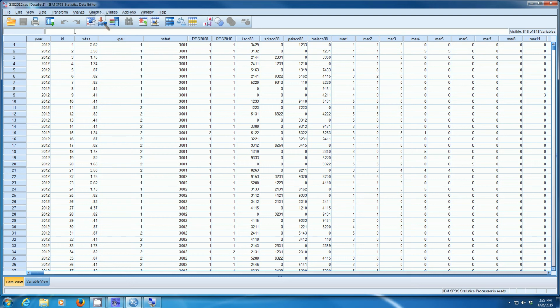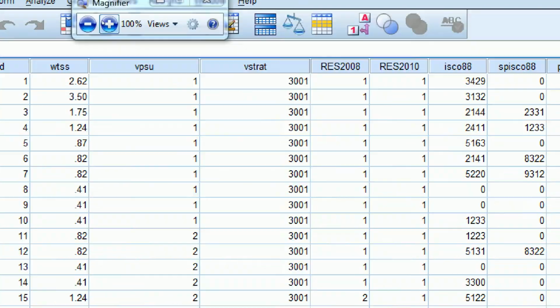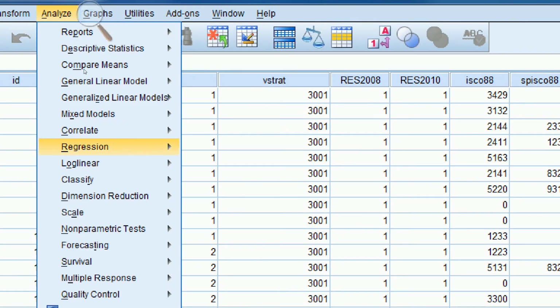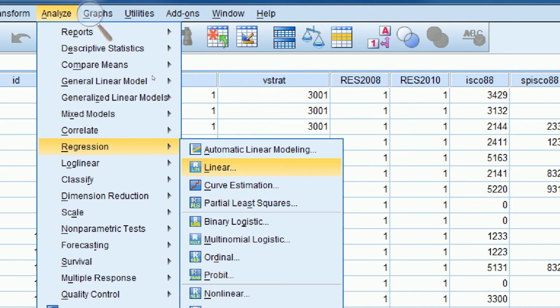In this example, we're going to look at how to use SPSS to estimate a simple linear regression model using data from the 2012 General Social Survey. And again, we're going to look at the relationship between education and father's education. So in order to estimate a regression model, we just go to Analyze, Regression, and then Linear.